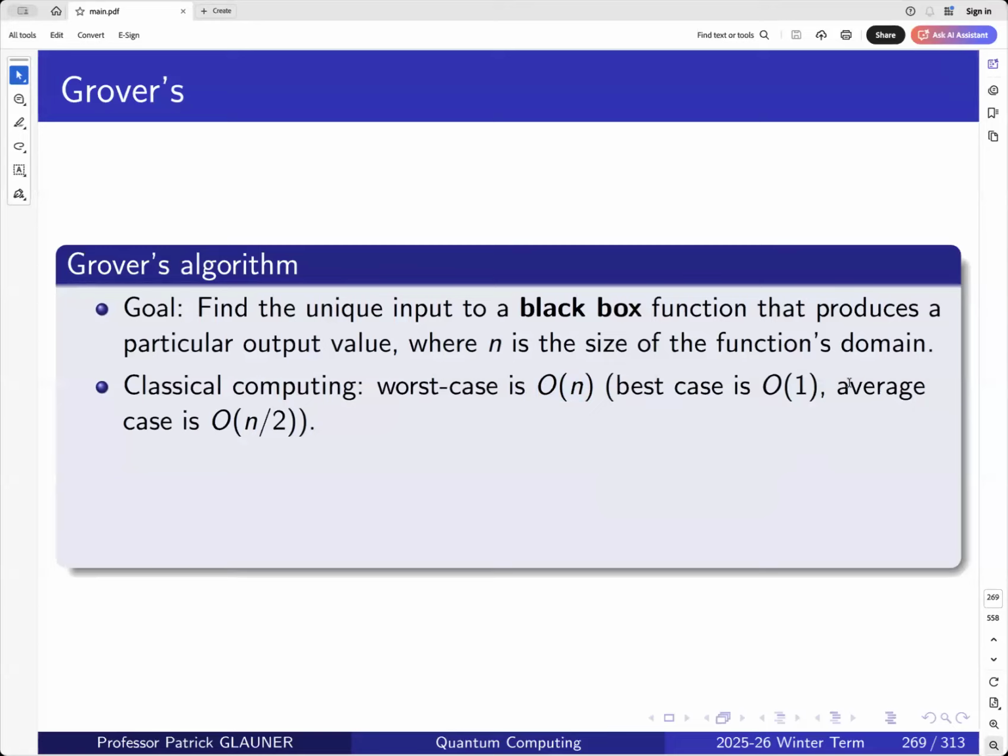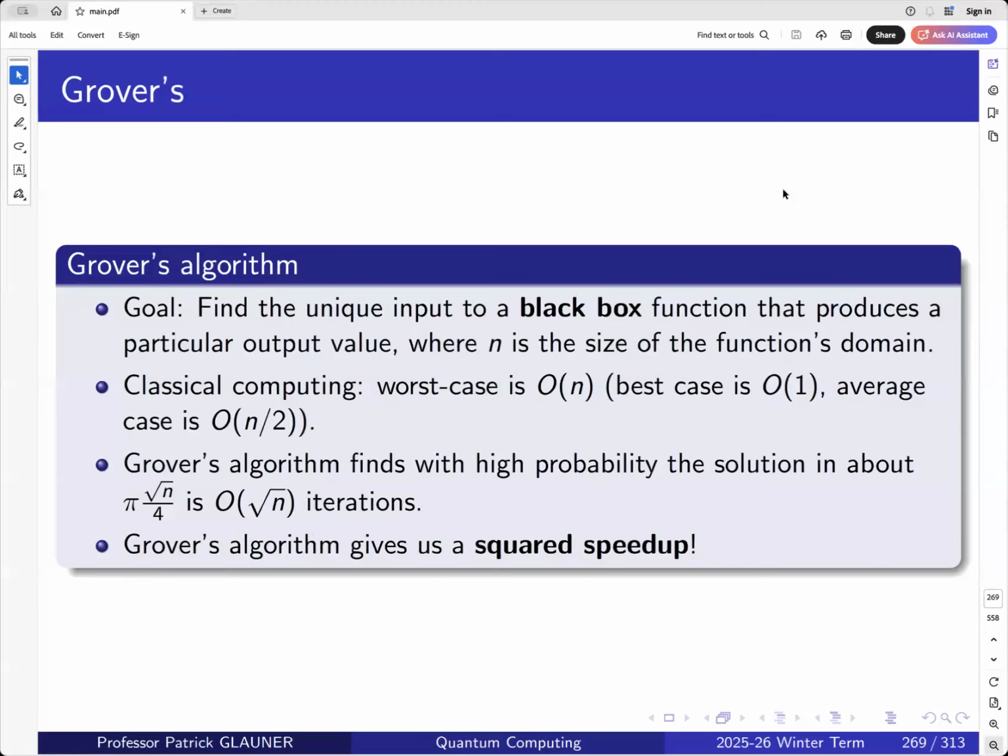And here I'm unable to sort the inputs or find any structure in them that I could exploit. And the average case is obviously O of n over 2, because on average I would need to look into half of them. But we care about the worst case, so it's O of n. And the Grover algorithm would allow us to solve this problem in about square root of n times pi divided by 4 many steps. And this term, square root of n times pi divided by 4, is O of square root of n.